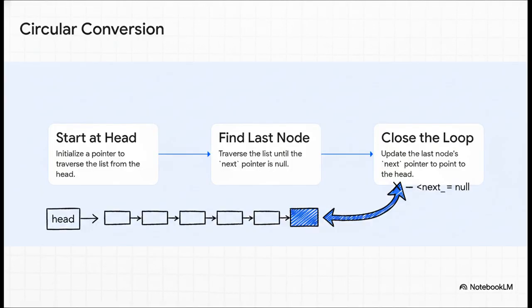And the algorithm to do this is just as straightforward as it sounds. You start a pointer at the very beginning, at the head. You walk all the way down the chain until you find that very last node. You'll know it's the last one because its next pointer is null. Once you're there, you just do one final update. You set that null pointer to point back to the head. And that's it. You've closed the loop.